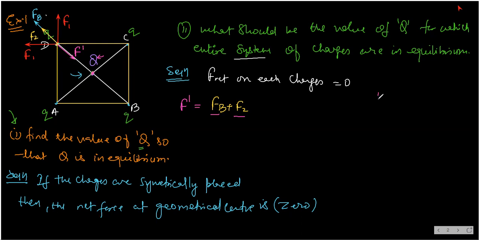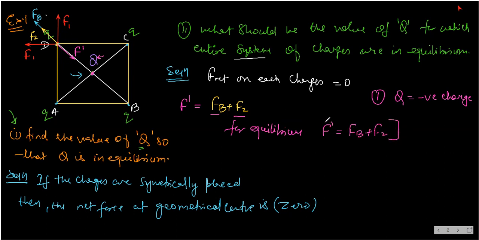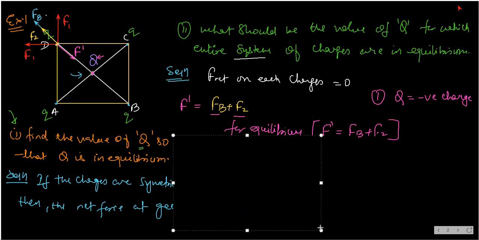Now that brings us one quick conclusion, that Q is a negative charge. Q has to be a negative charge or else we cannot have a force of attraction. And now, my dear kids, for equilibrium, F dash should be equal to FB plus F2. Already I've written this, but just for your understanding, I'm writing it again. Is that clear to all of you as of now? Any doubts? No, sir. Fantastic. All right, then let me make some space over here. Okay, now the next part is just the pure calculations.